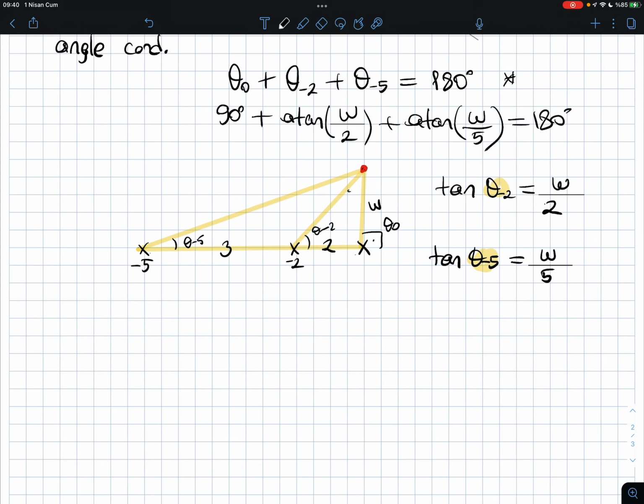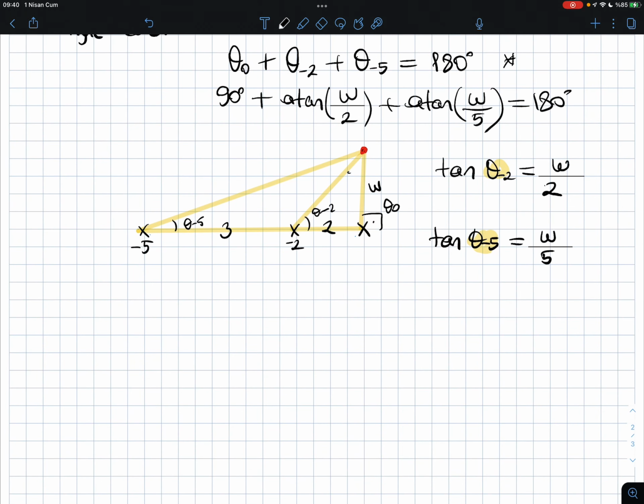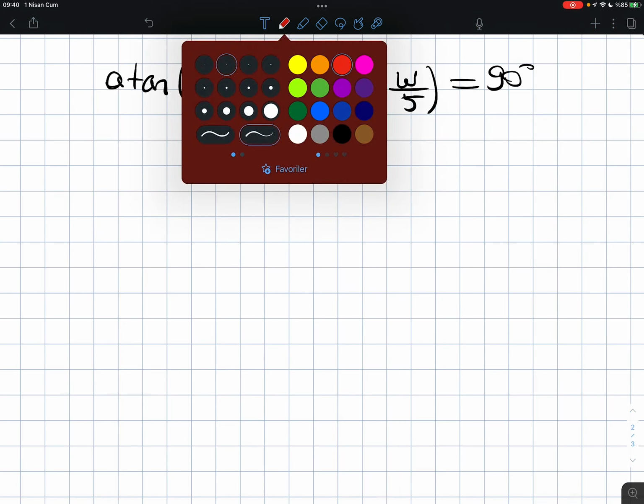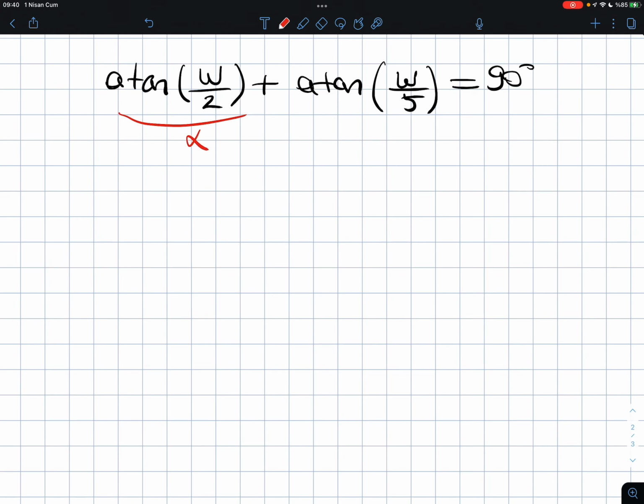Now again, luckily, I have already 90 degrees and 180 degrees in this equation. So what I really have to do is take the a tan of omega divided by 2 plus the a tan of omega divided by 5 should be equal to 90 degrees. So now, let me draw the following. Let's call this alpha and this one beta.